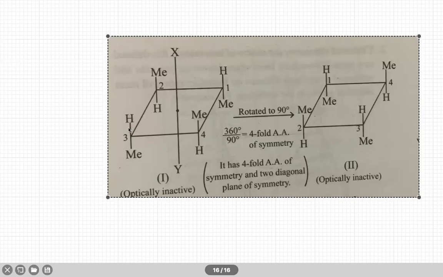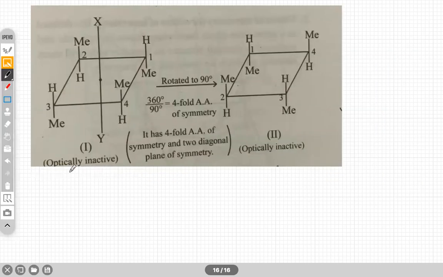See, this way we generally understand optically alternative axis of symmetry. Any molecule, if it is given like this, okay. If you rotate this by 90 degree, like this 2 comes over here, this 3 comes over here, 4 comes over, we'll get this. Okay.